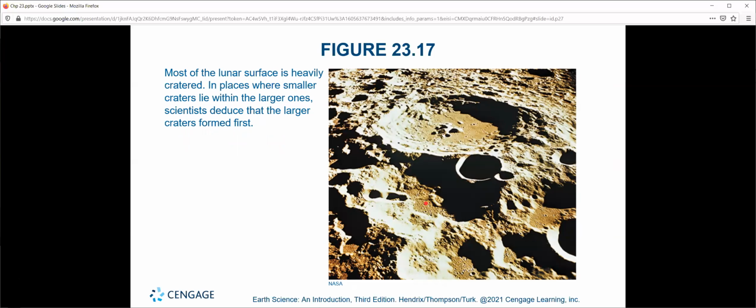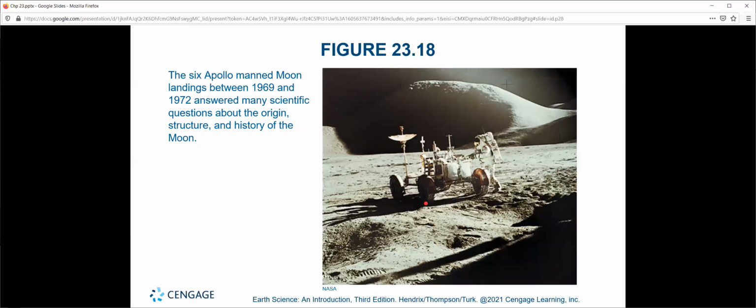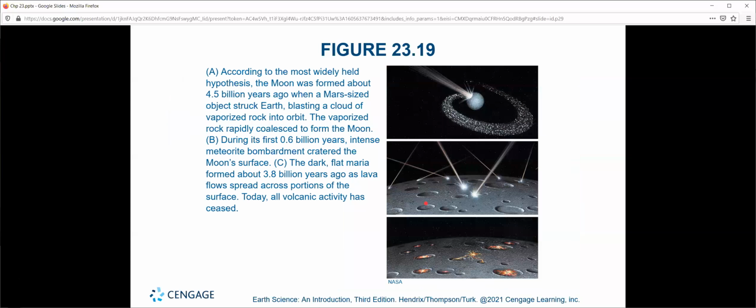Most of the lunar surface is heavily cratered. You have craters within craters and stuff like that. The 6 Apollo manned moon landings between 69 and 72 answered many scientific questions as to the origin, structure, and history of the moon. Remember, we've sent lots of astronauts to the moon. That's fascinating. The amount of mathematical, mechanical know-how to get up there and walk around on another planet is absolutely amazing, at least to this humble presenter.